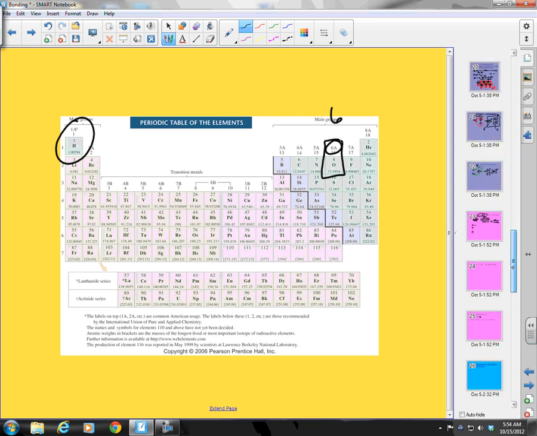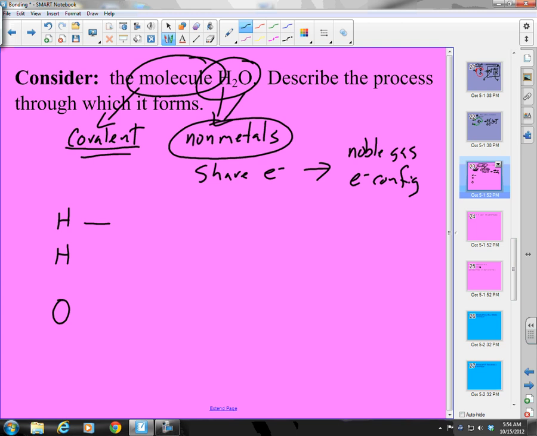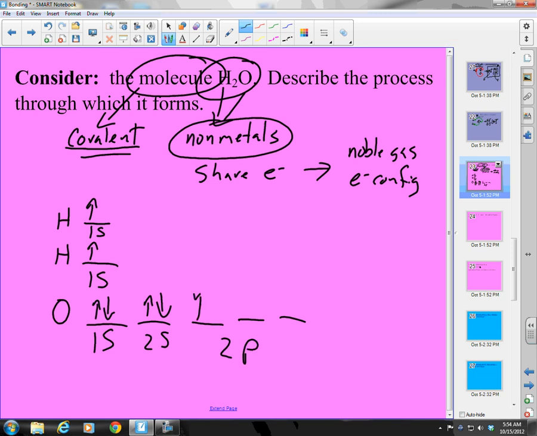Let's come back. So I have 1s, 1 electron. 1s, 1 electron. How many electrons for oxygen? 8 total. So we go 1s2, 2s2, and 2p4. That's 1, 2, 3, 4, 5, 6, 7, 8. 8 electrons, right? So 1, 1, and 8.